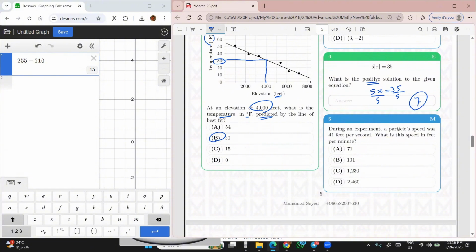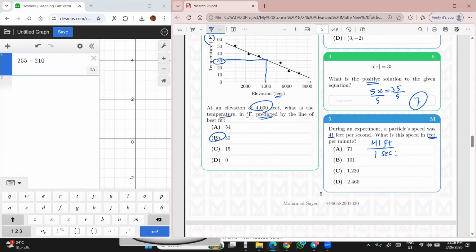Question 5. During an experiment, a particle's speed was 41 feet per second. What is this speed in feet per minute? So we need to consider the fraction to write this. 41 feet per second. How can we change this to be feet per minute? We can write it here. Feet per second means over 1 second. How can we change this to be feet also, but per minute? Per minute means we need to change this to be minutes.